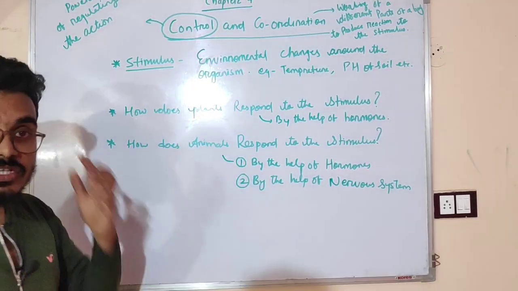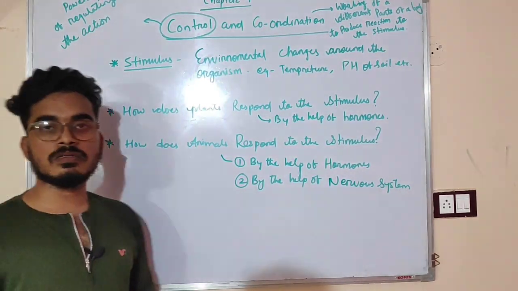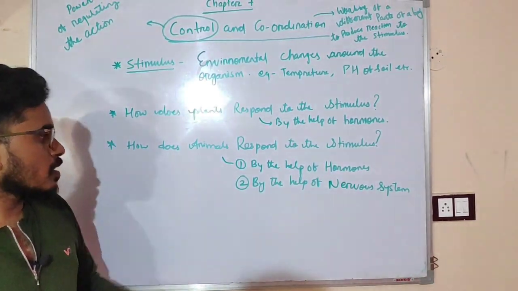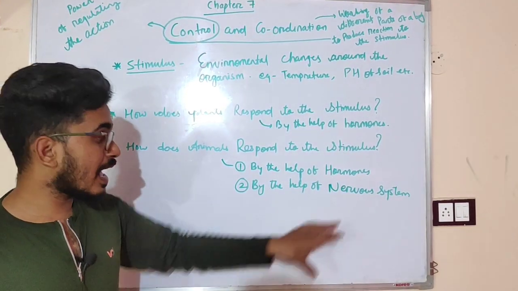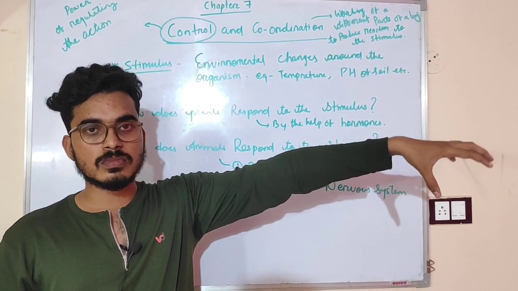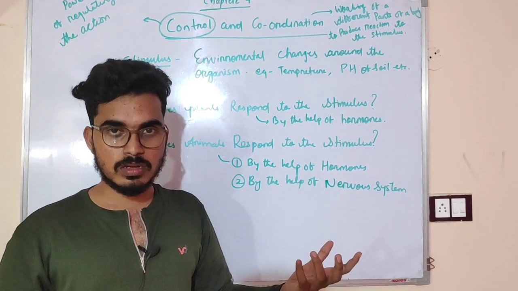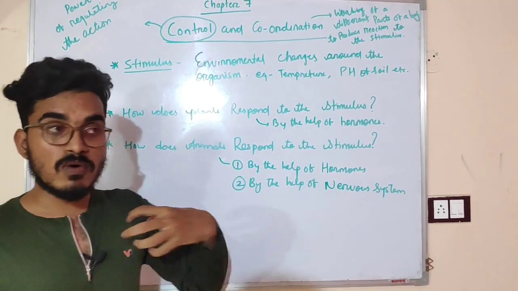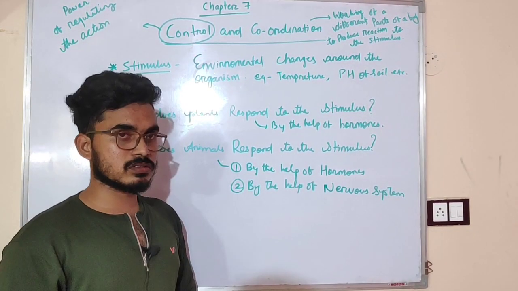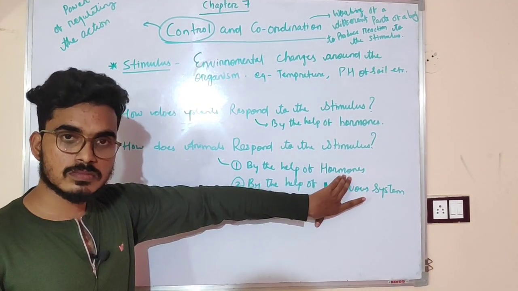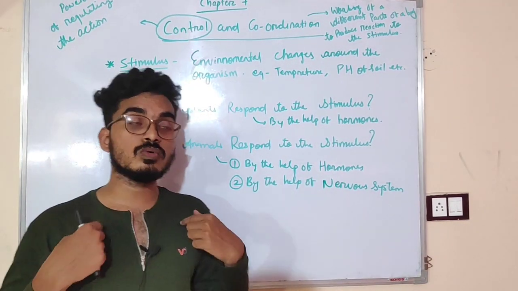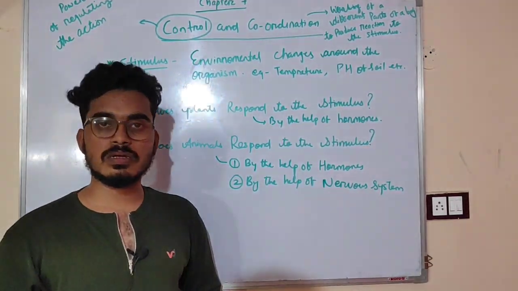But what about the case of animals? Basically in animals there is involvement of two parts: hormones and the nervous system. In response to the stimulus, animals react. For that reaction, what do we need? We need two things. One is hormones, another is the nervous system. Both hormones and the nervous system help us to react towards the stimulus.